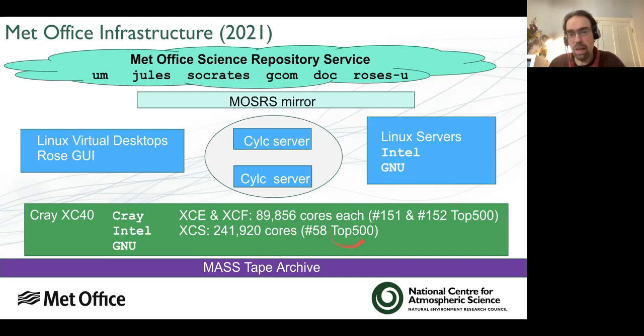These are very big and powerful computers. When this computer, the XCS, was first installed, it was number 11 fastest in the world at the time. It's dropped down a bit. This is the number from last year, but it's still very powerful. And this doesn't include the new computers that have come in since I made this graphic, which will be even more powerful again.